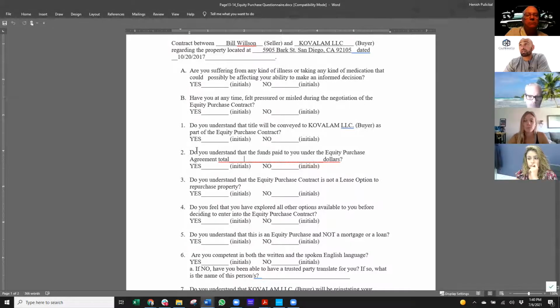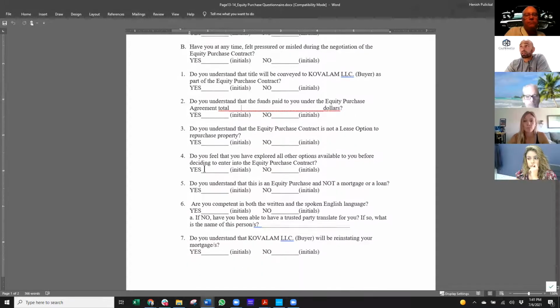Right? I'm sorry. In this case, the funds paid to you would be $25,000. Right? That's cash to the seller. The rest of it is payoff to the bank. So they understand, okay, I'm getting a total of $25,000, $10,000 up front, $15,000 later.